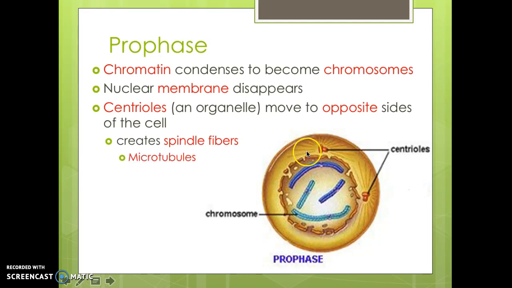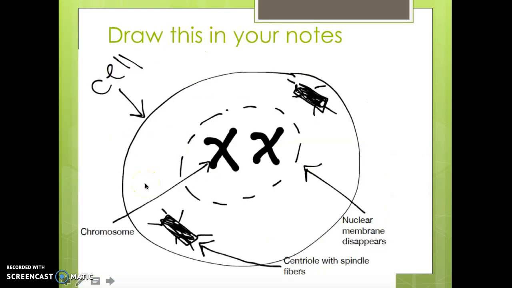These things are made up of something called microtubules, which is a protein. So here we go, macromolecules. You're welcome. So in your notes, this is what I would draw. This is prophase. Here I have my cell. Here I have the centrioles with spindle fibers on opposite ends of the cell. Here I have the nucleus that is disappearing, and here I have my nice chromosomes that are no longer a bundled up mess.